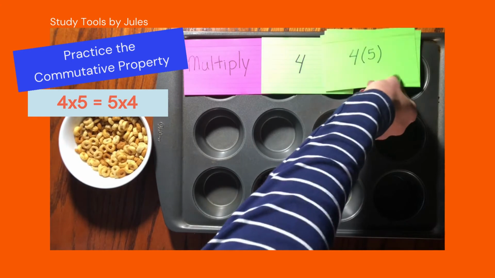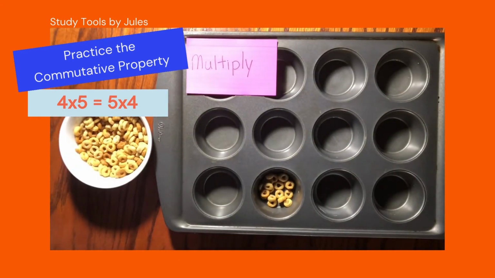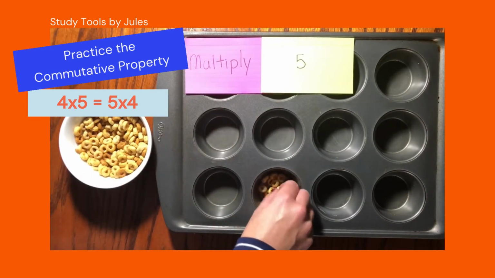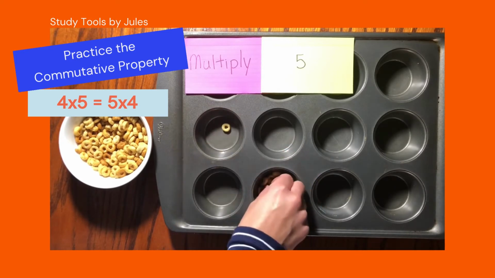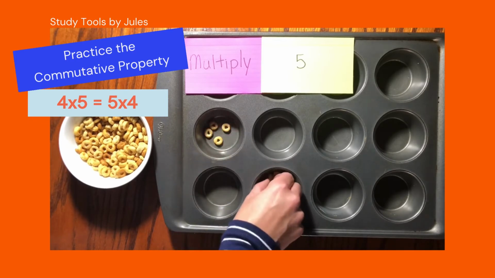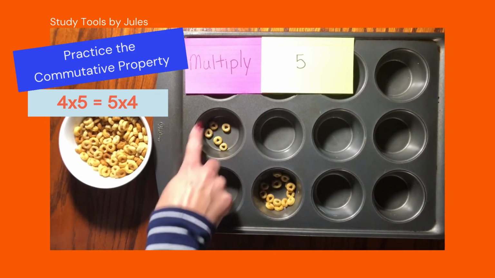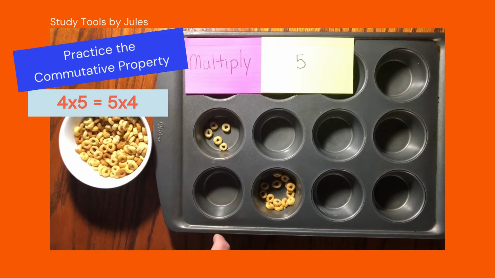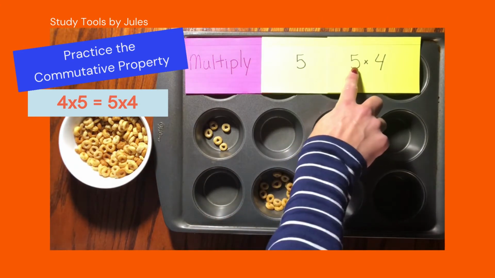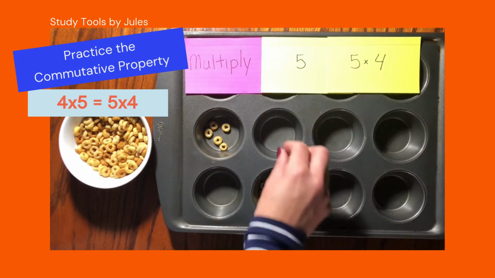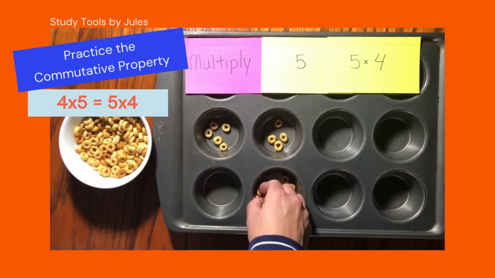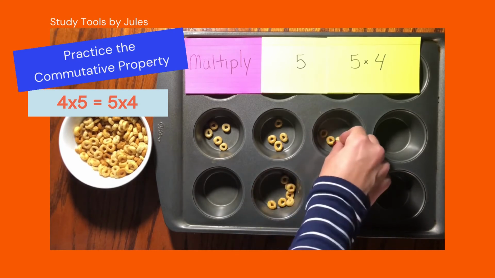So now I'd like to show you the same problem, but almost backwards. So I'm going to start with the number 5. So 1, 2, 3, 4, 5. We're starting off with 5 pieces of food. Our multiplication problem now is 5 times 4. So we are going to have 5 pieces of food in 4 groups each. So I'm going to go into my second group of 5 and my third group of 5.